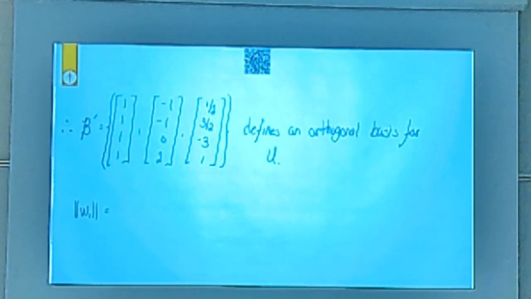We already found the norm of W1, right? Because we said the norm squared was 4. We also already found the norm of W2, right? Because we said the norm squared is 6. We just now need the norm of W3.